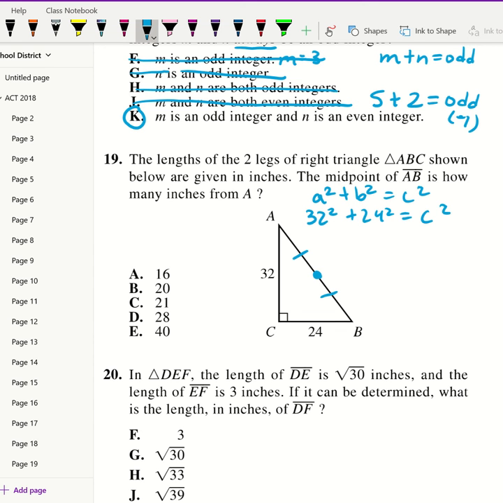When you get 32 and you square it and you add on 24 squared, what you end up with is 1600.